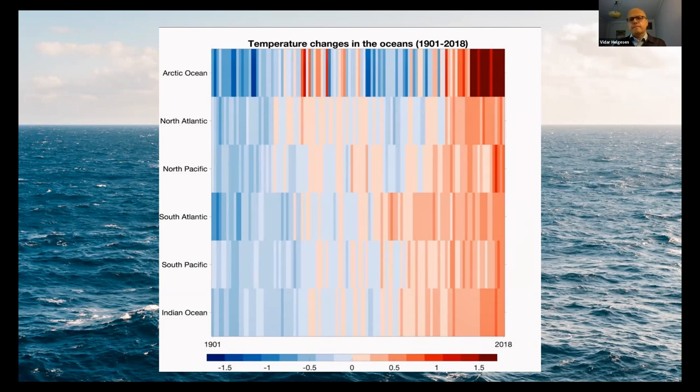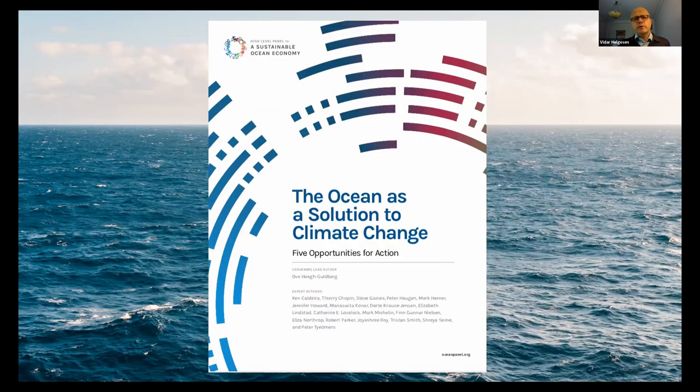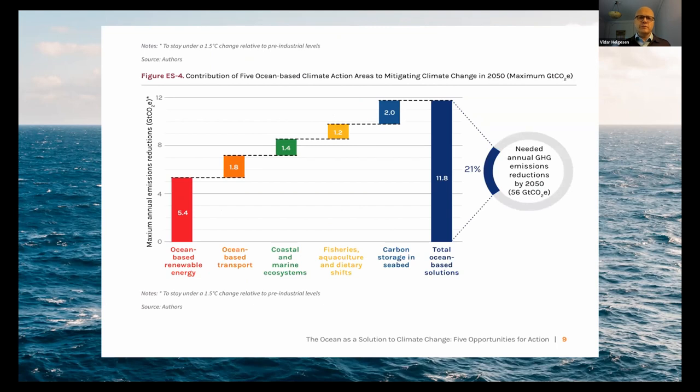And this, of course, leaves us thinking of the ocean as a victim of climate change, and that it is a victim of climate change. But the ocean is also a solution to climate change, and that's one of the key findings of the panel. One thing is obviously that the ocean is storing much of the excess warming that is going on, much of the carbon, the biggest carbon sink globally. But we also have opportunities through additional action to improve and increase the role of the ocean as a solution to climate change.